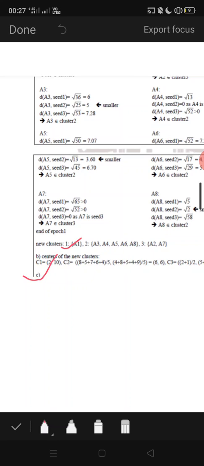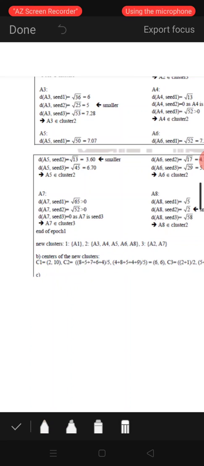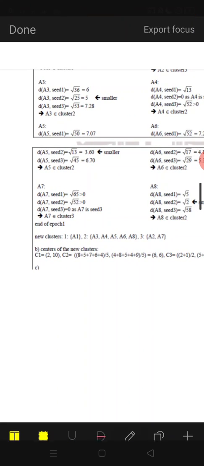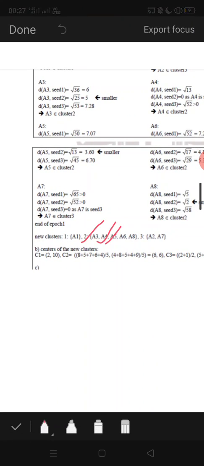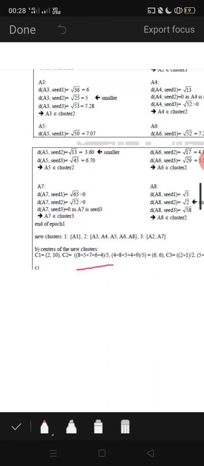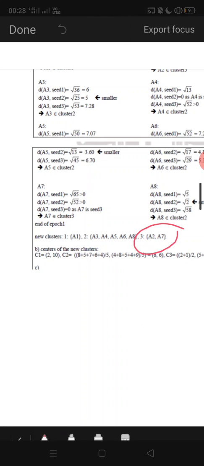If you observe cluster 2, it has A3, A4, A5, A6, A8. Take all the x-axis values of A3, A4, A5, A6, A8. He has mentioned them here: 8, 5, 6, 7, 4, 8, 7, 6 plus 4 divided by 5. Just note that down. Better, I will teach cluster 3 first. What has he taken in cluster 3? A2, A7. First, note down A2 and A7.